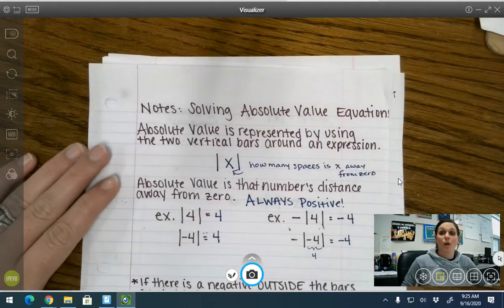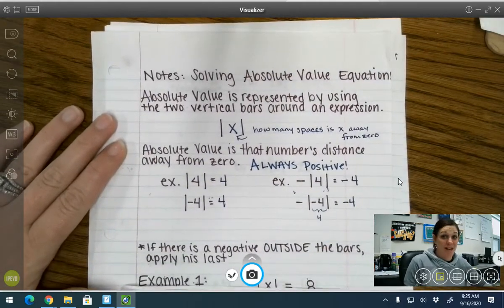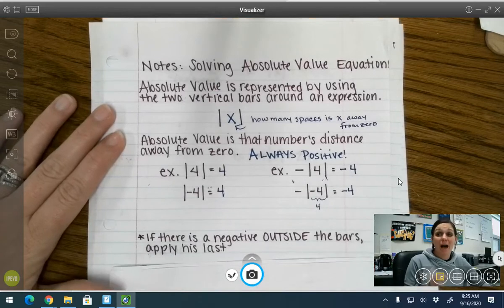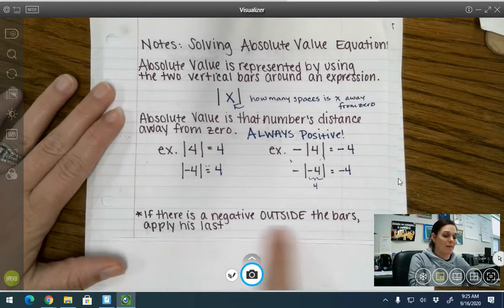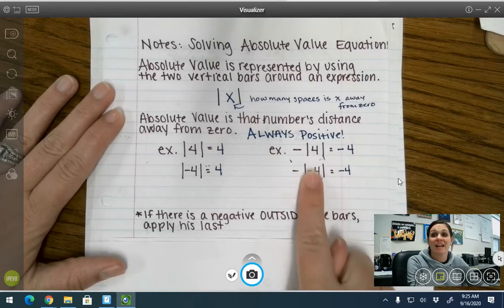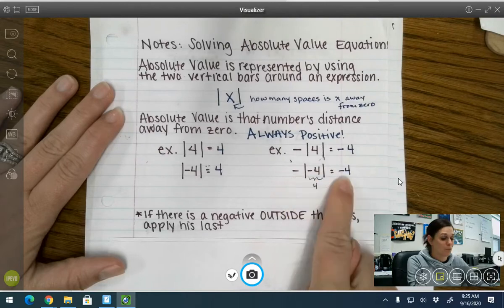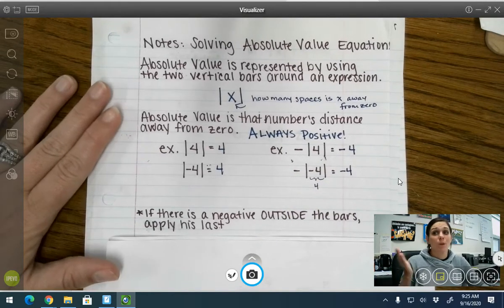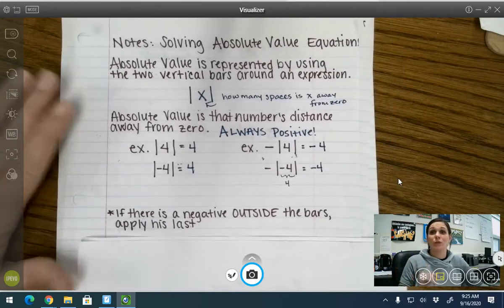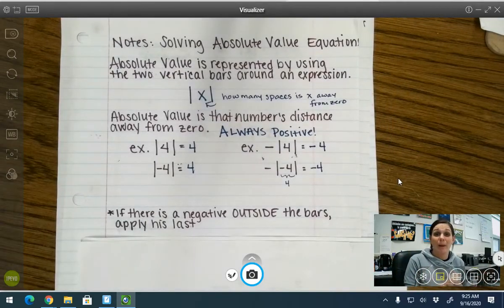All right, so we need to go ahead and write, if there is a negative outside of the bars, apply it last. So we're going to make that a bullet point, knowing that if this is 4 times that negative, we're still going to get -4. All right. Remember in this video, if at any point you need to pause to write, feel free. I'm going to keep moving.